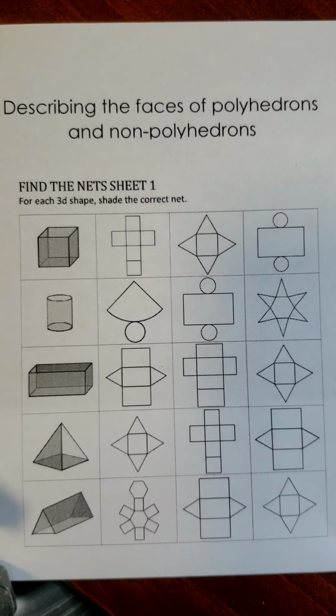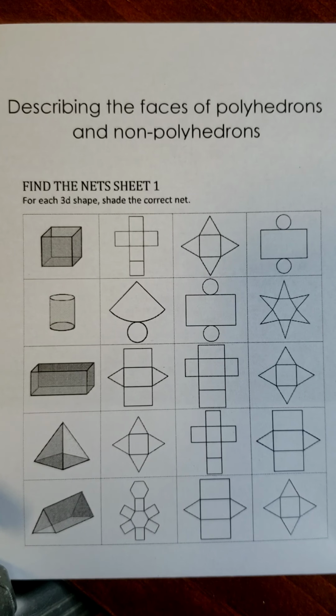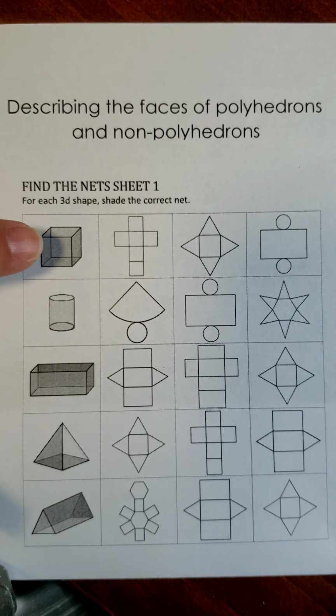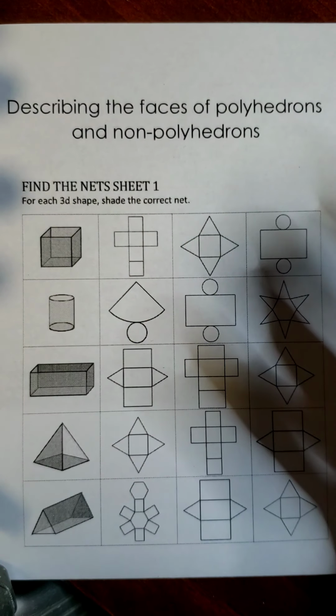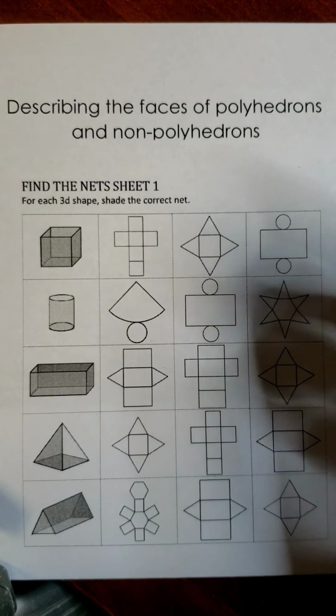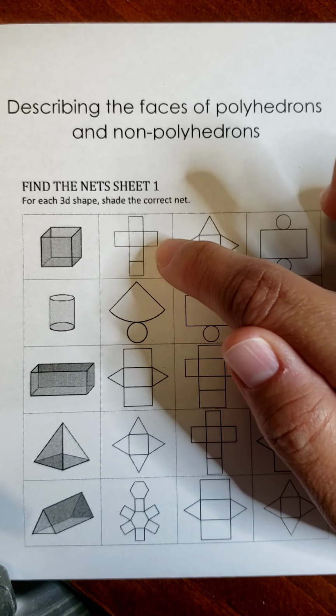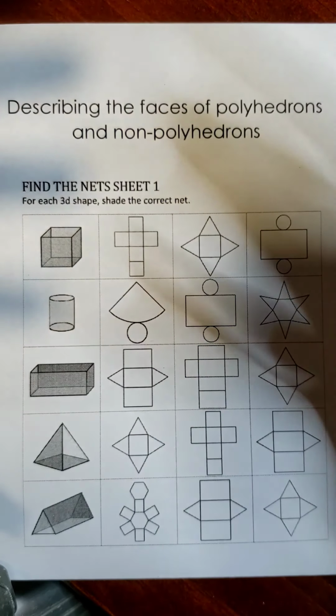One more thing you're gonna see in the classwork today is going to be describing the faces of the polyhedrons and the non-polyhedrons. But basically, you need to be able to look at the polyhedron or the non-polyhedron, whatever the three-dimensional shape is, and you need to picture, okay, how would this look if I were to open it up? How would that look? So if I take a look at this picture here, and when I open it up like that, that's called a net.